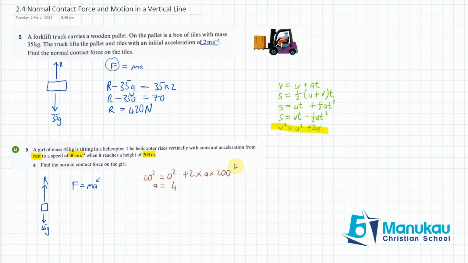Now, I can work in this formula here. My overall force, R subtract 45g, is going to be equal to my mass times acceleration. So, R minus 450, because g is 10, remember, equals the mass of the girl, 45, multiplied by her acceleration, which is 4. So, we get R is equal to 45 times 4 plus 450. So the normal contact force is 630 newtons.